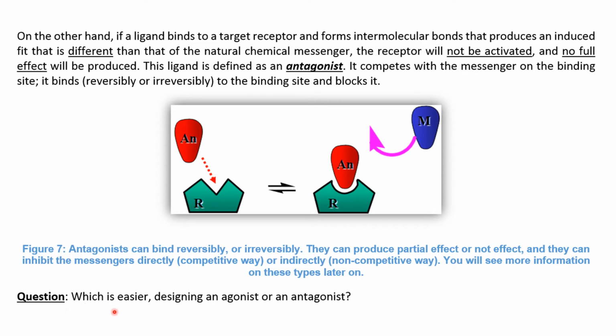Based on that explanation before, I'd assume you would figure out which is easier to design, an agonist or an antagonist. Based on your answer, look at the drugs at your pharmacy and see what the most common kinds of drugs are. Do you see most of them as inhibitors, blocking agents, and antagonists, or do you see most of them as agonists?